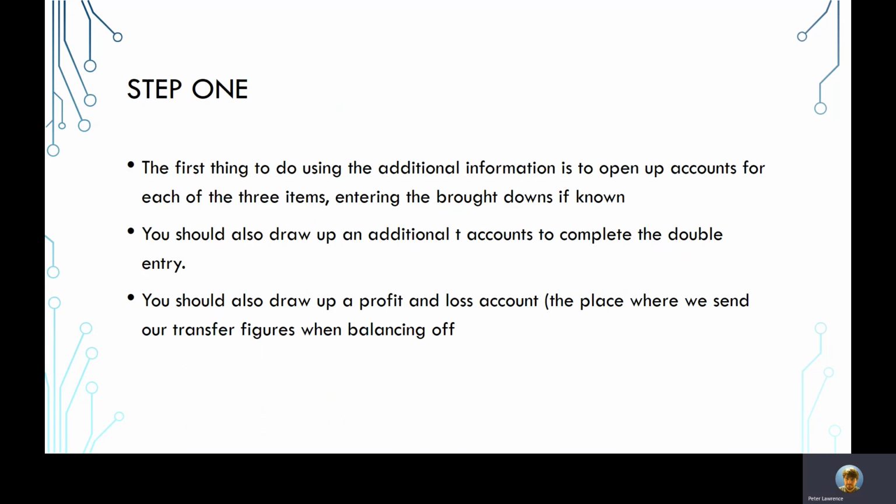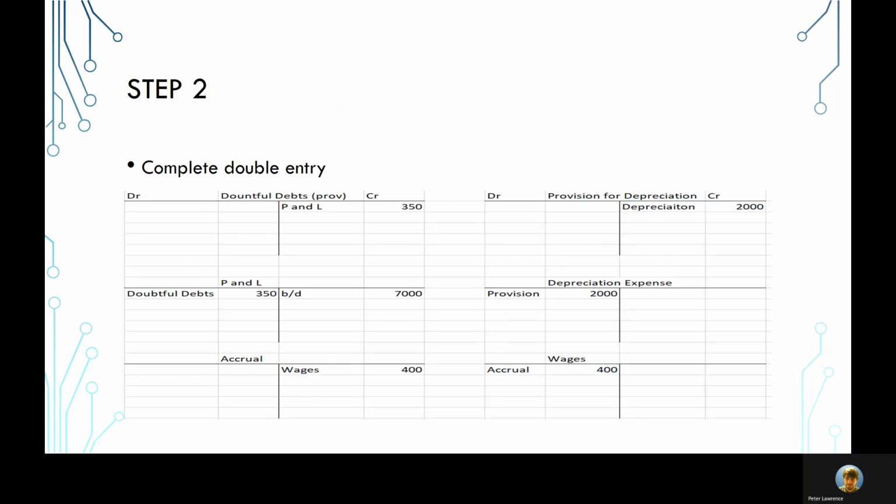So step one, using the additional information, again, open up accounts for each of the three items, enter in the brought downs if you know them. You should also draw up additional T accounts for the double entry once again. You should also draw up a profit and loss account. That's a T account for profit and loss. It's where we send our transfer figures. So we're going to complete the double entry.